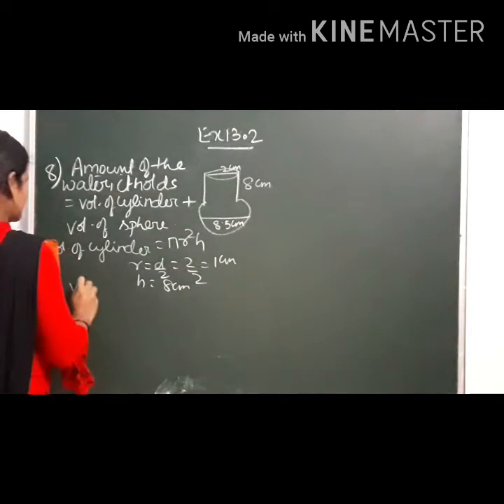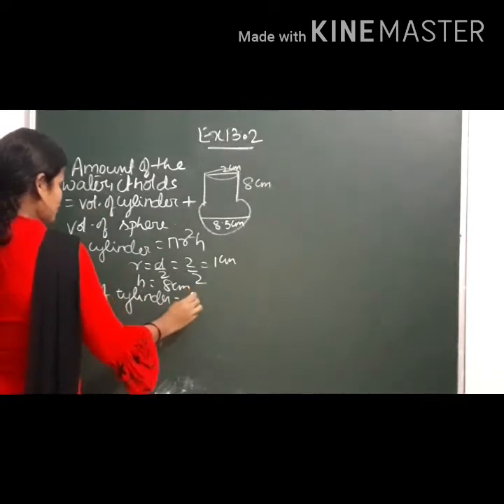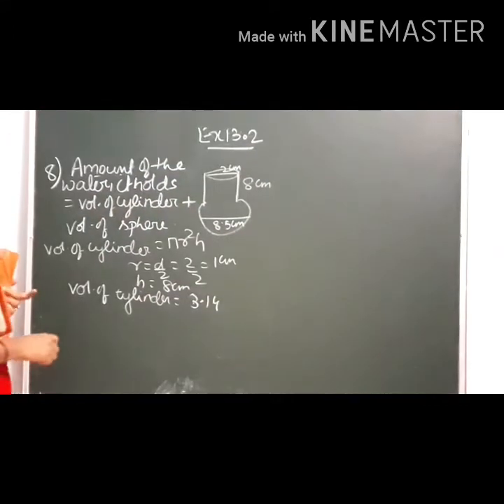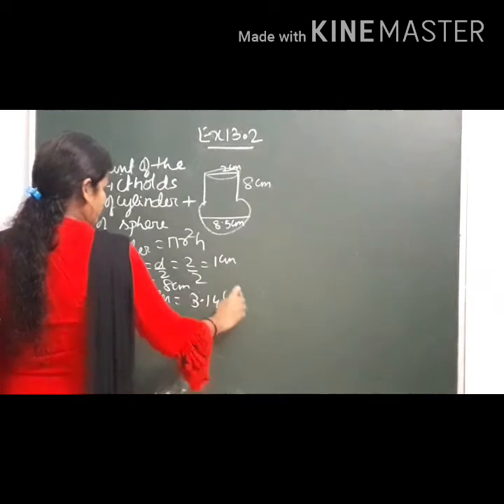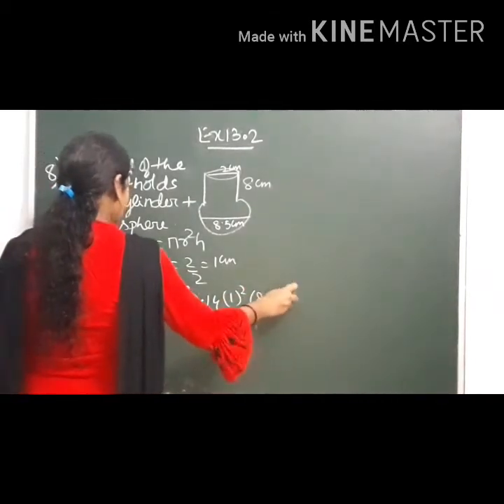So volume of the cylinder is pi r square h. The pi value is given as 3.14, r square is 1 whole square, and h is 8. So this is in centimeter cube.